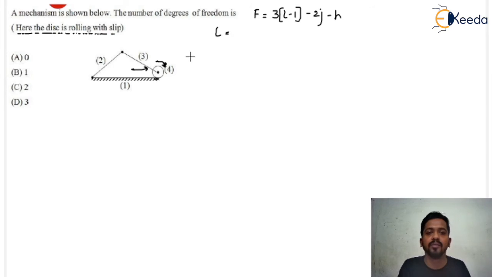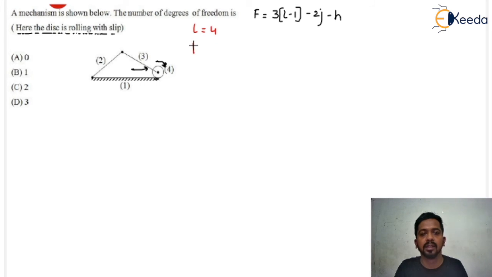What is the impact of it on the degree of freedom? Let us see. First, we will solve it in a proper manner, that is the correct solution. L is equal to, how many links are there? That is 1, 2, 3, and 4. So there are 4 links. I will show you the effect of this line on the degree of freedom.